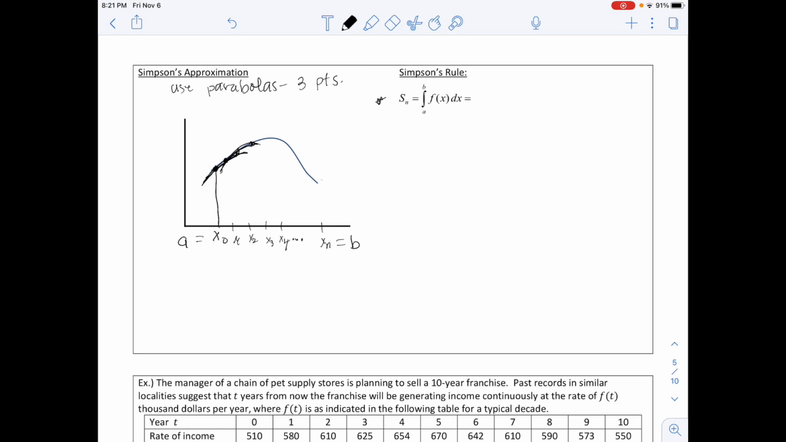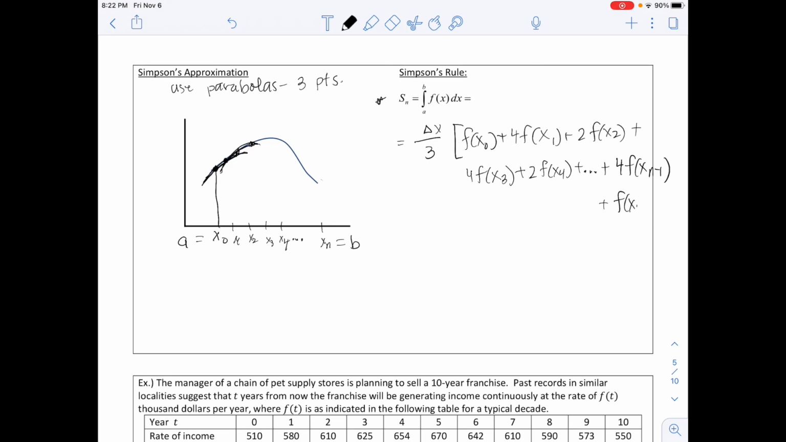So in order to calculate Simpson's rule, we have to take delta x and divide by 3. And we're going to multiply by f of x sub 0, that starting value, plus 4 times f of x1 plus 2 times f of x2 plus, and it's going to alternate with the 4's and the 2's until we arrive at the last value that we have. So plus 4 f of x3 plus 2 f of x4 plus, and this goes on until we arrive at 4 f of x of n minus 1 plus f of x of n.